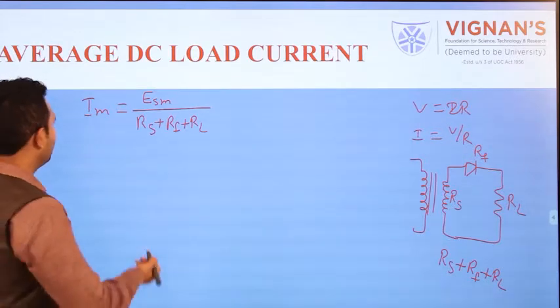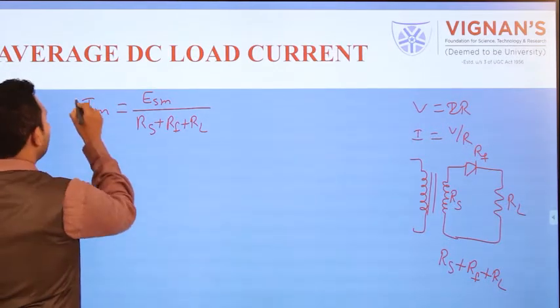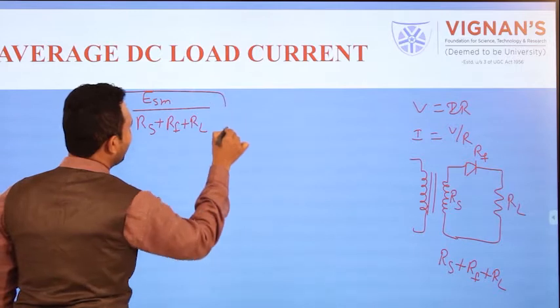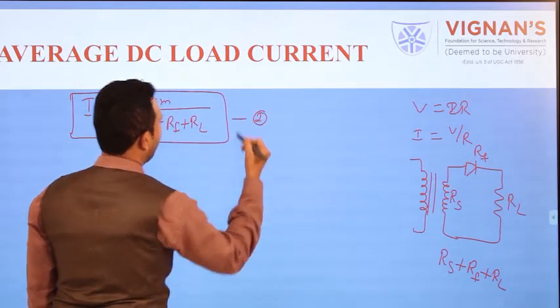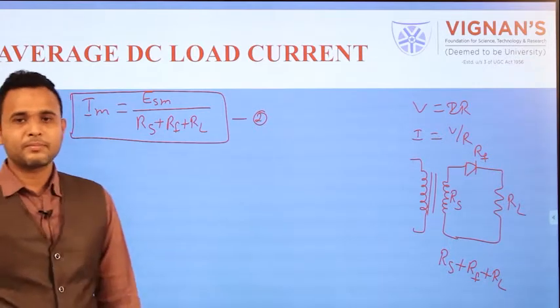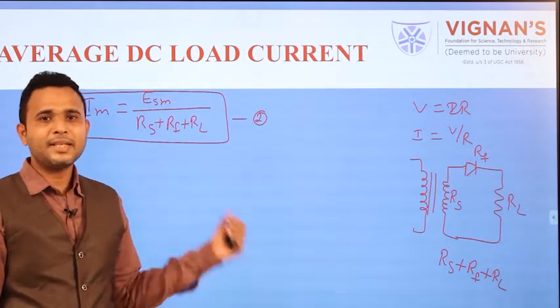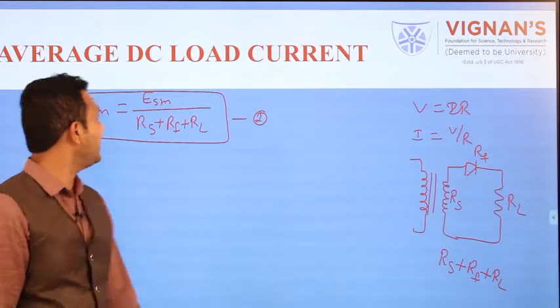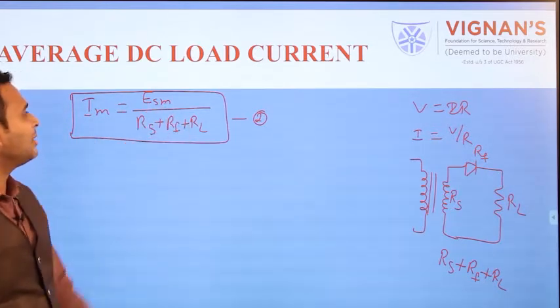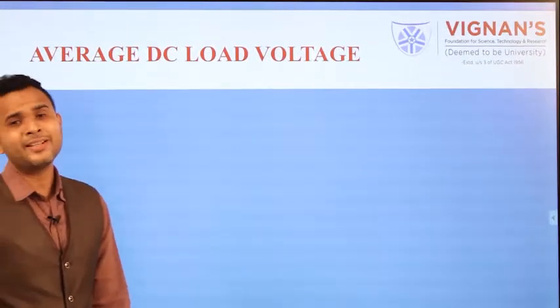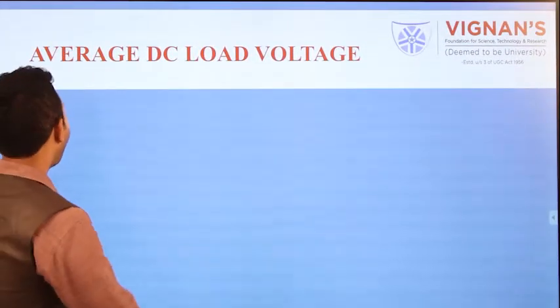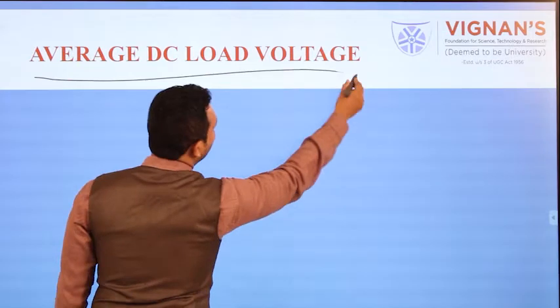Right? So this is the equation for Im. This is the expression for the first one, the average DC load current. Right? So our second expression is the average DC load voltage.